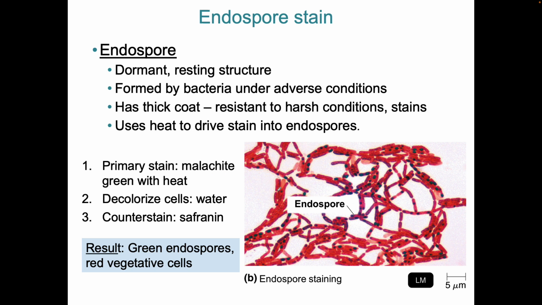Then you decolorize with water, and then you counterstain with safranin. And what you should see, like in this image, is that the spores are all these little green structures, the endospores, right? And then anything that's red is a vegetative cell. So you will be doing this type of stain as well.